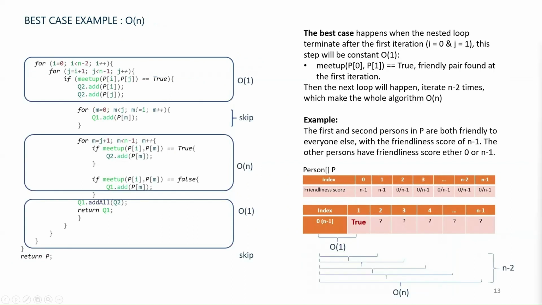The best case example: the best case is O(n). The best case happens when the nested loop terminates after the first iteration, when i equals 0 and j equals 1. This part will be constant, O(1). If we call meetup of the first two persons and it returns true, the friendly pair is found at the first iteration, then the next loop will happen, this one. It iterates n minus 2 times, which makes the whole algorithm O(n).